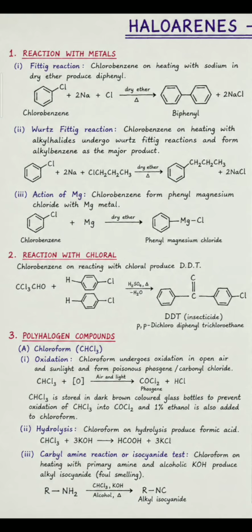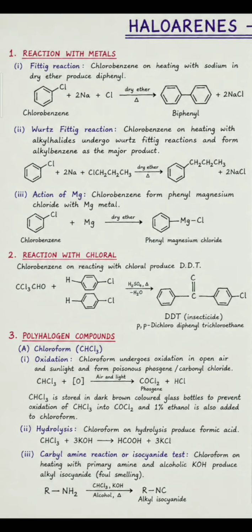DDT is an insecticide, para dichlorodiphenyl trichloroethane. When chlorobenzene is treated with chloral, CCl3CHO, in the presence of H2SO4, it gives DDT, dichlorodiphenyl trichloroethane. Next one is polyhalogen compounds.